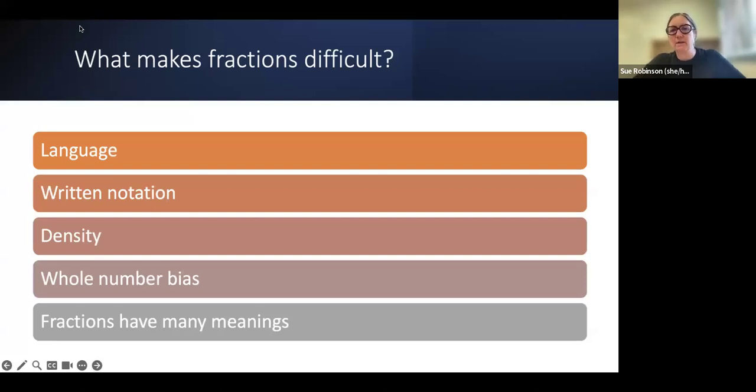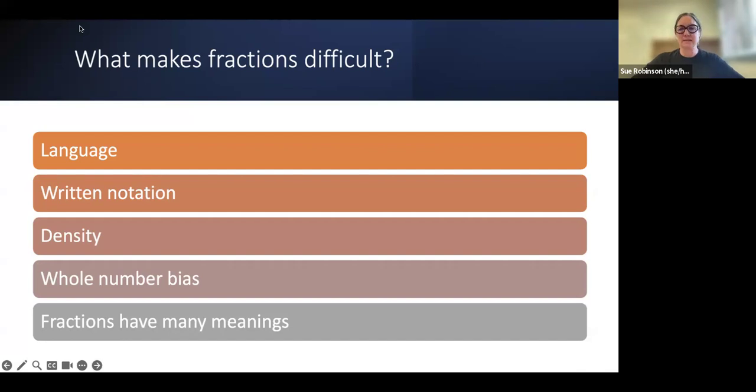In fact, we can find an infinite number of fractions in between any 2 given fractions. And that, when you start to think about it, is really quite mind-blowing for students. And so this idea of density of fractions is something that is challenging for students.